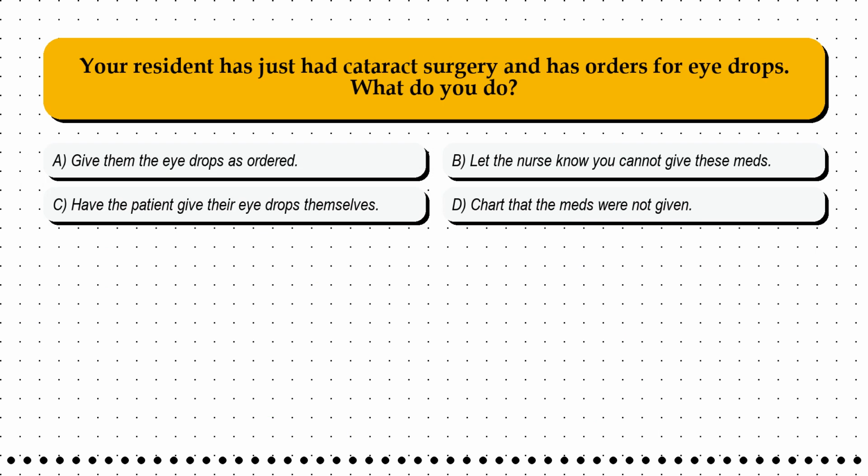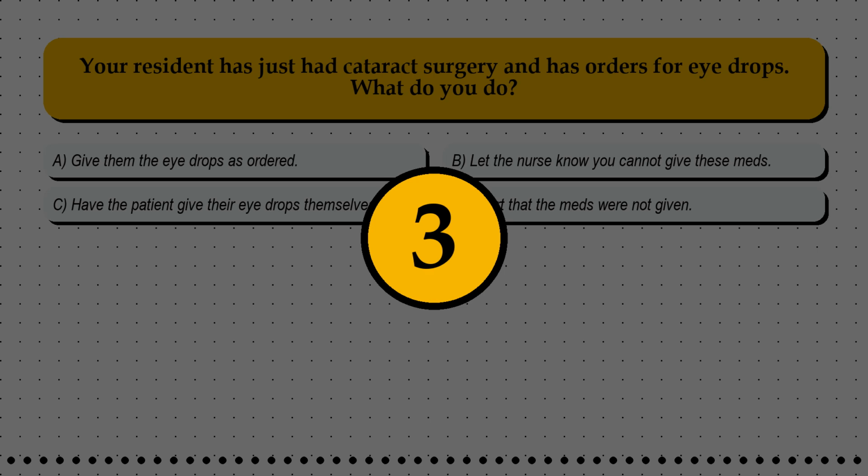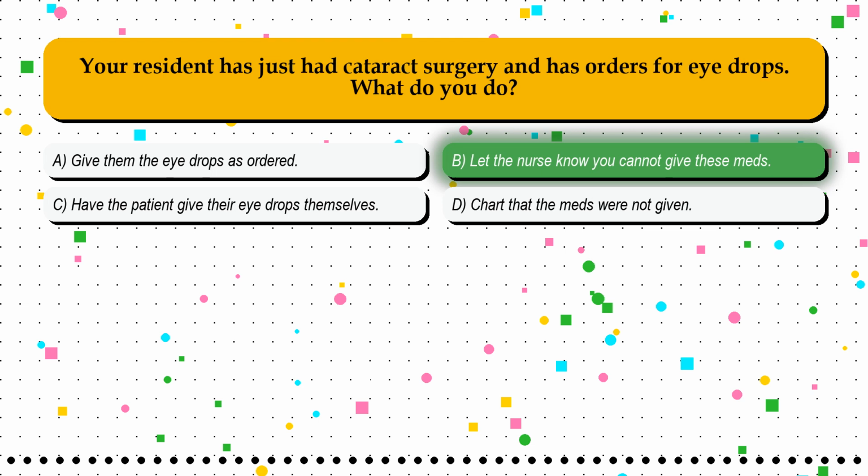Question 340. Your resident has just had cataract surgery and has orders for eye drops. What do you do? Option A. Give them the eye drops as ordered. Option B. Let the nurse know you cannot give these meds. Option C. Have the patient give their eye drops themselves. Option D. Chart that the meds were not given. The correct answer is option B. Let the nurse know you cannot give these meds.